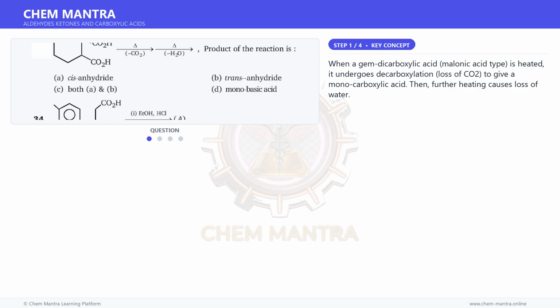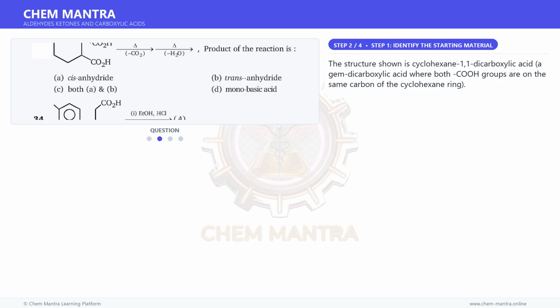When a gem dicarboxylic acid, malonic acid type, is heated, it undergoes decarboxylation, loss of CO2, to give a monocarboxylic acid. Then, further heating causes loss of water.